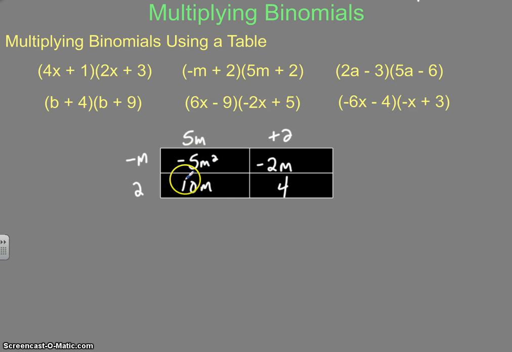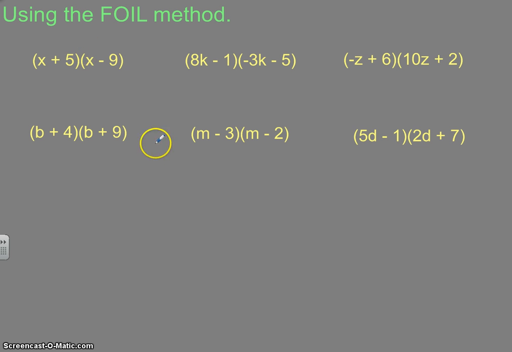Now, what we did here in doing this table is the same thing we're going to do when we multiply binomials without a table. We're basically taking this and multiplying it by both of these things, and taking this and multiplying it by both of these things. Okay, so it's basically the distributive property that we're using.